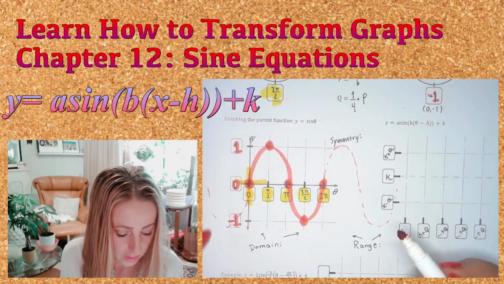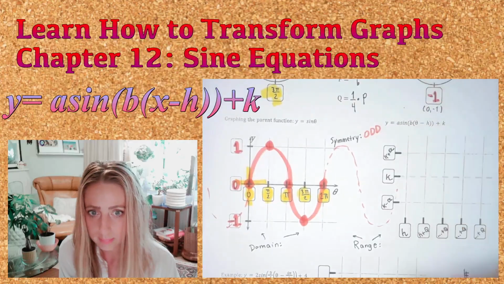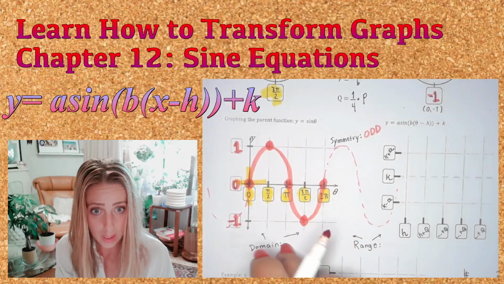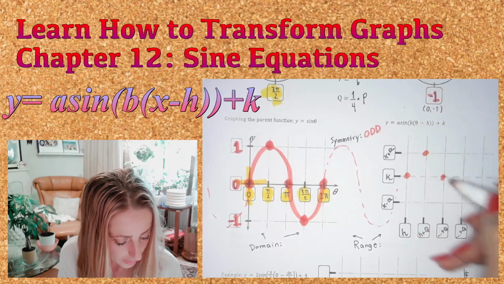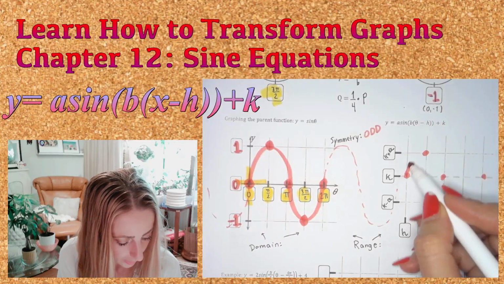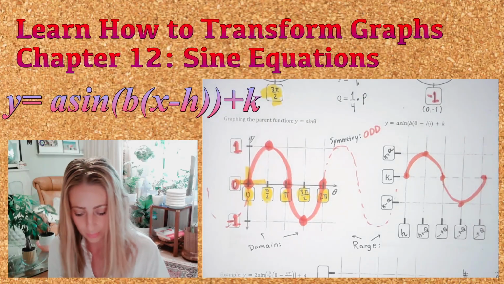Symmetry. If I rotate this graph 180 degrees, I will get back the same picture. It's odd. It's like the cubic. It's like the cube root. This is odd. Now, here, I have all these things written out with K, H, A, Q, whatever. So quickly, concave down, concave up, right?